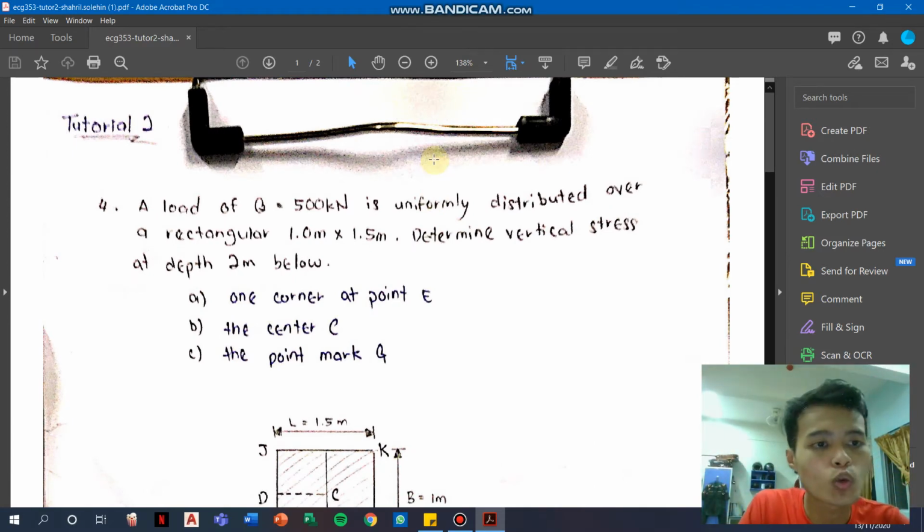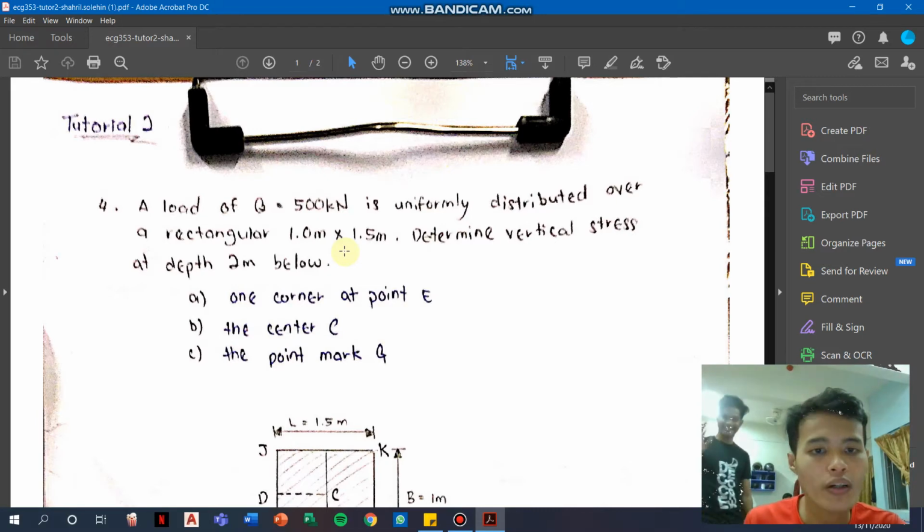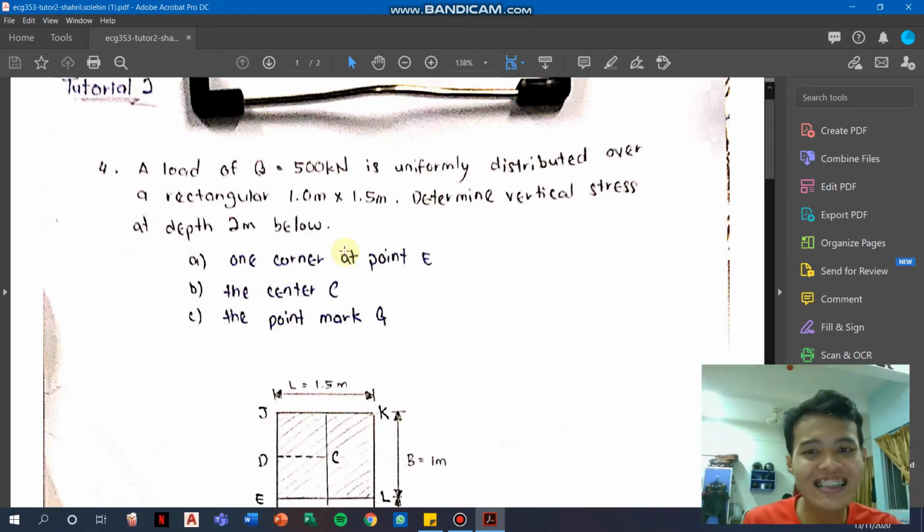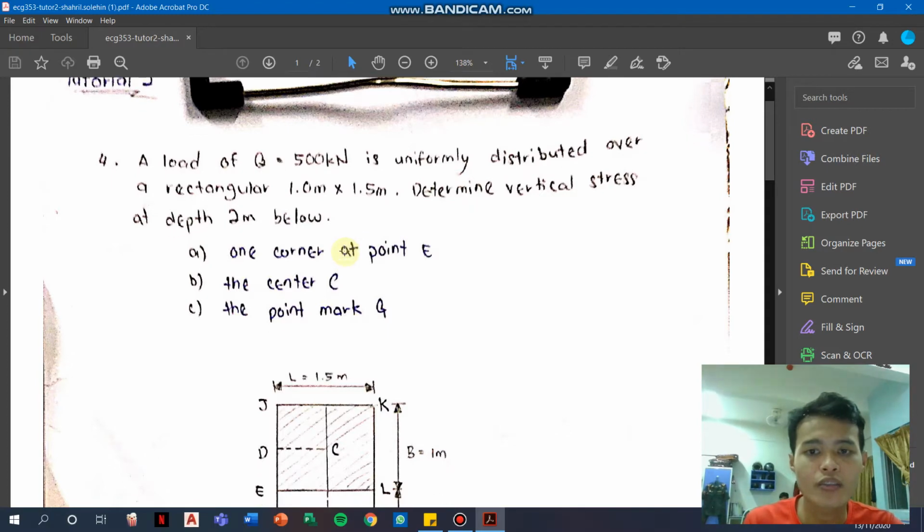For tutorial 2, question number 4. The load acting on this point is Q equal to 500 kilonewton, uniformly distributed over a rectangular area of 1 meter times 1.5 meter. The question asks us to determine the vertical stress at a depth of 2 meter below.